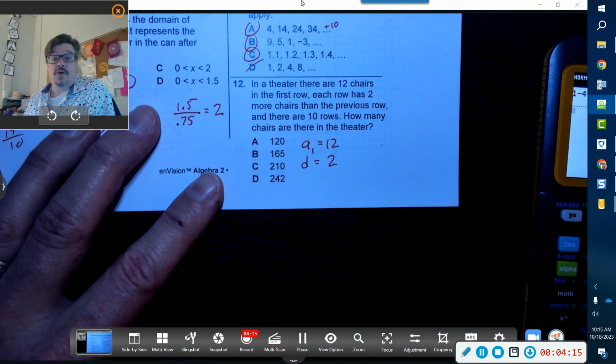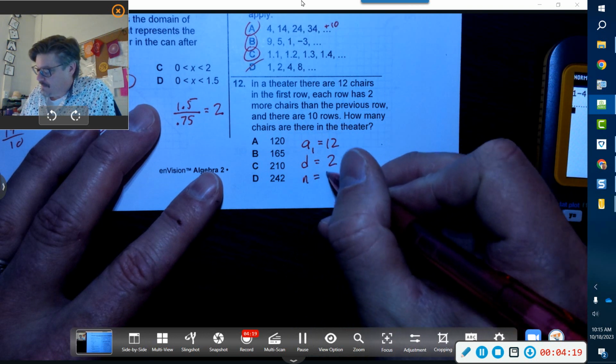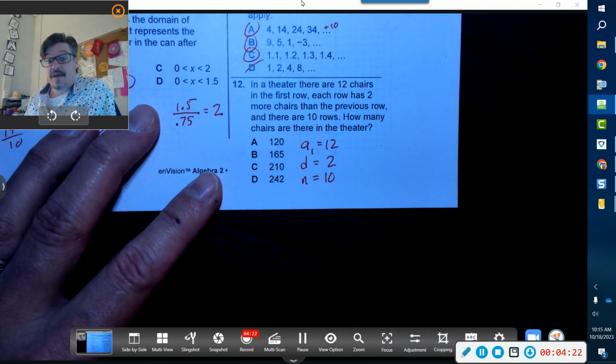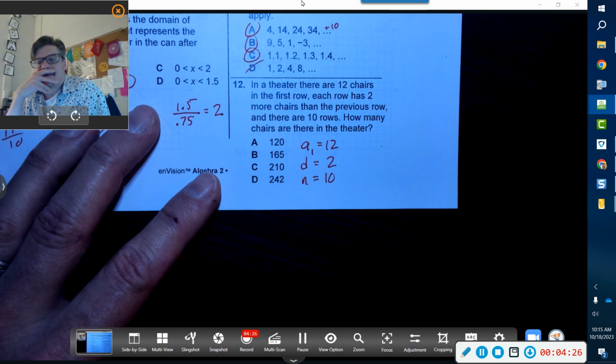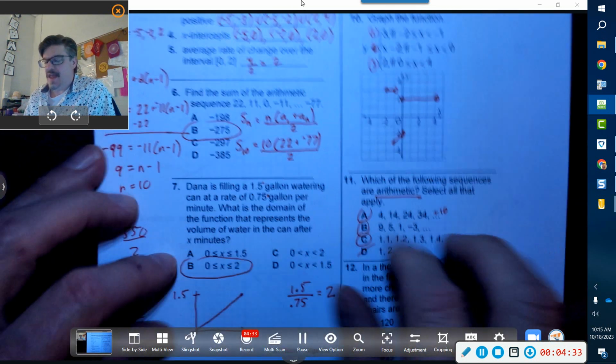And there are 10 rows. So how many chairs are there in the theater? Okay, if there are 10 rows, that means my N is 10. So if I want to know how many there are in the theater, what is the total? Well, what I need, believe it or not, is my S of N formula.